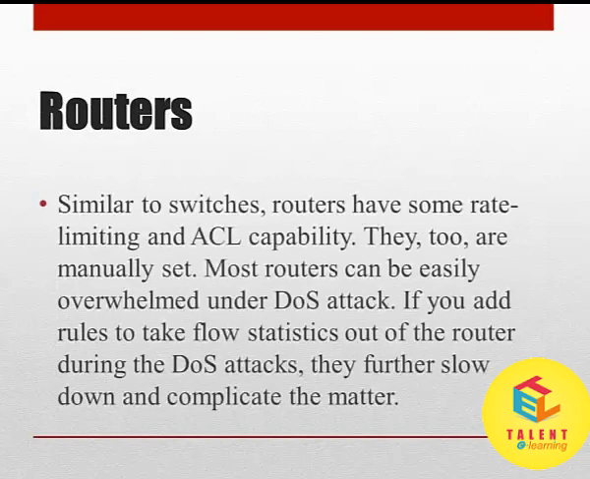Routers: similar to switches, routers have some rate limiting and ACL capacity. They too are manually set. Most routers can be easily overwhelmed under a DoS attack. If you add rules to take flow statistics out of the router during the DoS attack, they further slow down and complicate the matter.